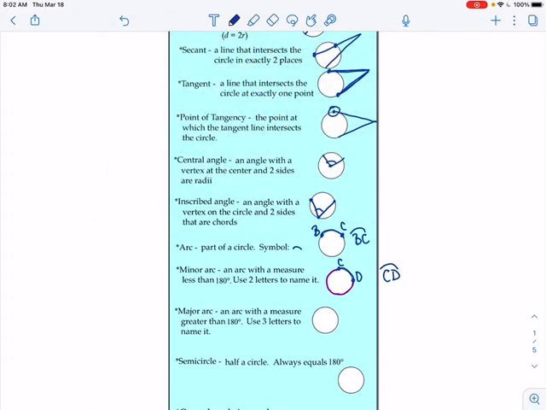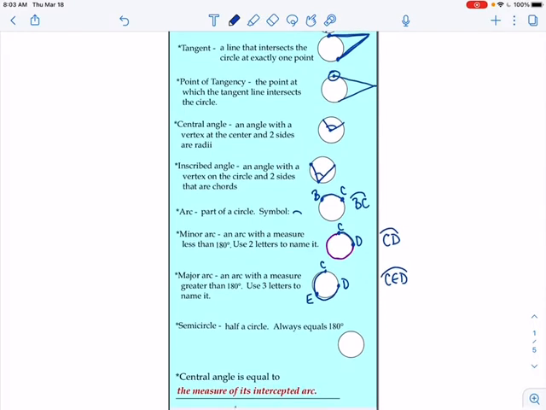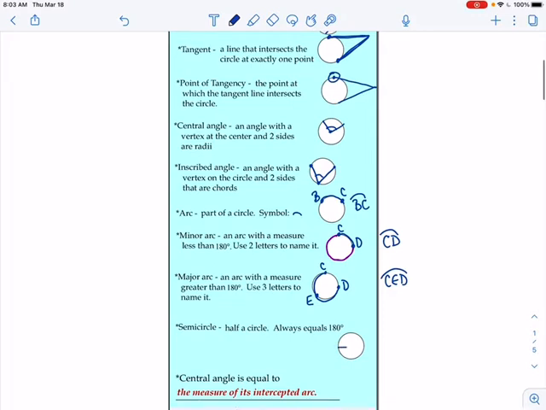Okay, a major arc is an arc that's greater than 180 degrees. And in this case, you're going to have to use 3 letters to name it. So if I stuck with that CD from the top, but now I wanted to talk about an arc that's bigger than 180, in this case, I would say CED would be the major arc. Okay, a semicircle is half the circle, and it's always equal to 180 degrees. So again, depending on how you want to look at it, you can cut the circle right in half like that. You can highlight the half of it if you want.